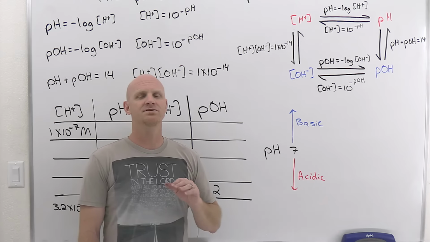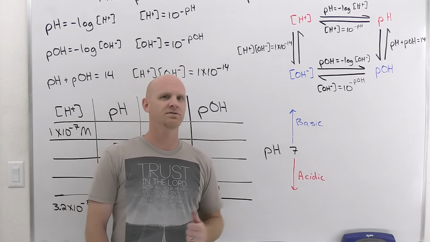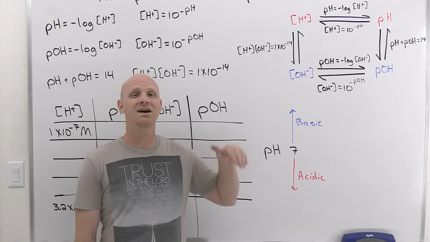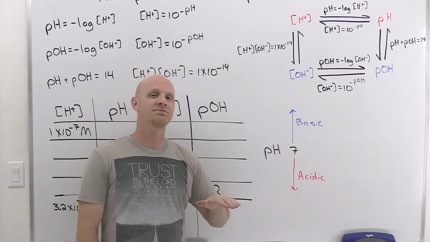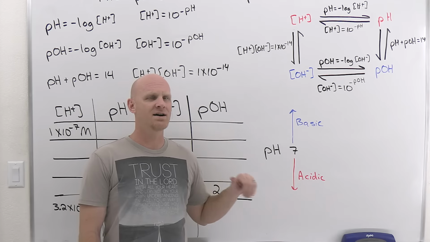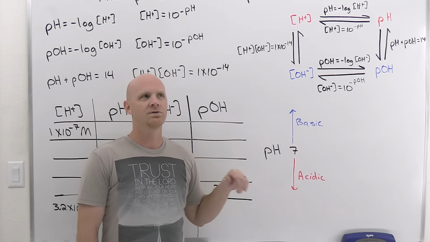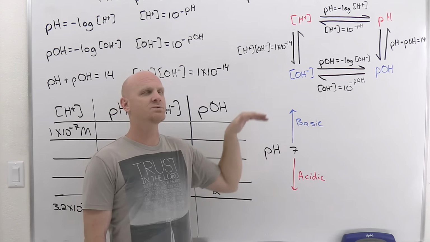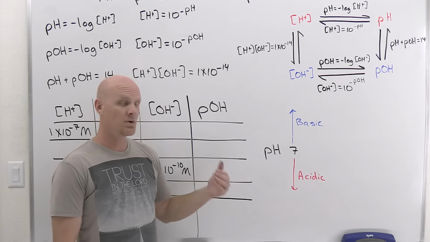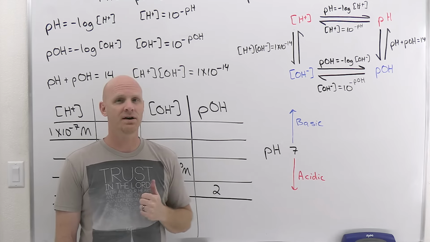Well, what if I compared pH 5 to pH 6? Well, pH 5 would have 10 times more H plus than a solution that's pH 6. So if pH 6 has 10 times more than pH 7, and pH 5 has 10 times more H plus than pH 6, then how many times more H plus does pH 5 have than pH 7? Well, 10 times 10 would be 100 times more. And so a pH 5 does indeed have 100 times more H plus than a pH 7.